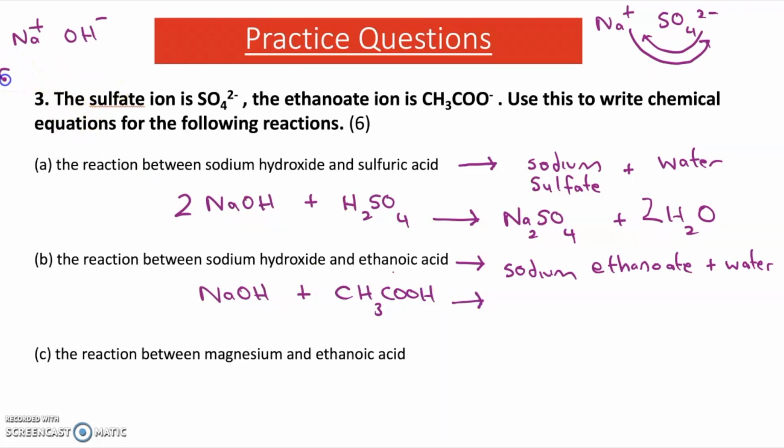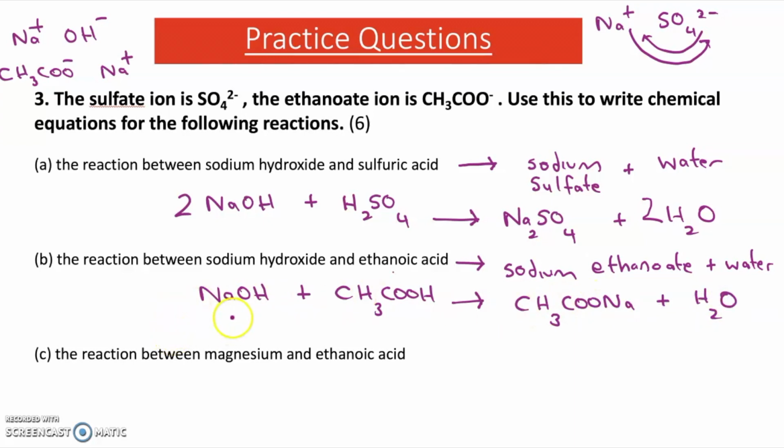To write the formula for sodium ethanoate, I need the sodium ion and the ethanoate ion. So it would be CH3COO minus and Na plus. They've got the same charges, so they cancel out. So the formula is CH3COONa. And my other product is water.